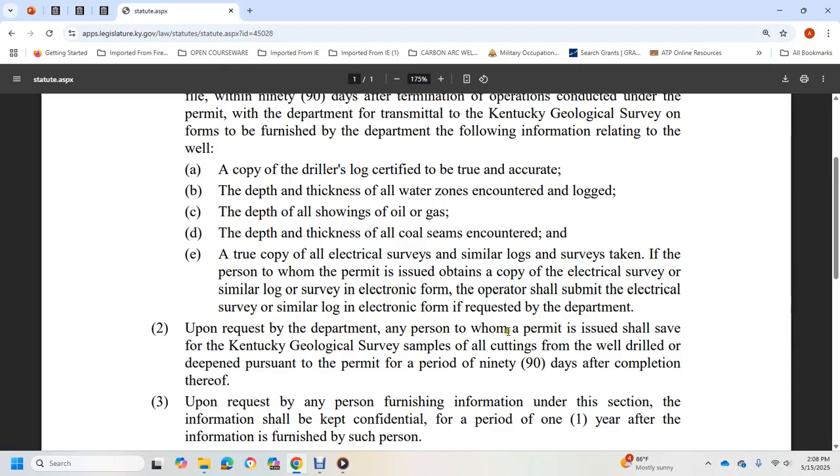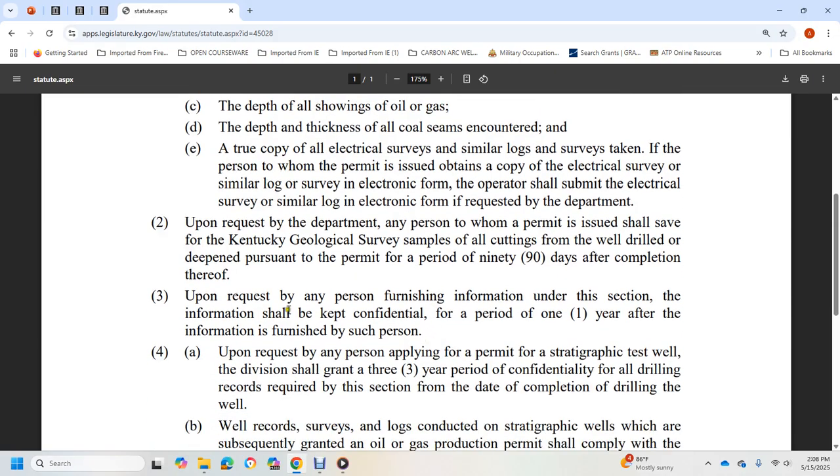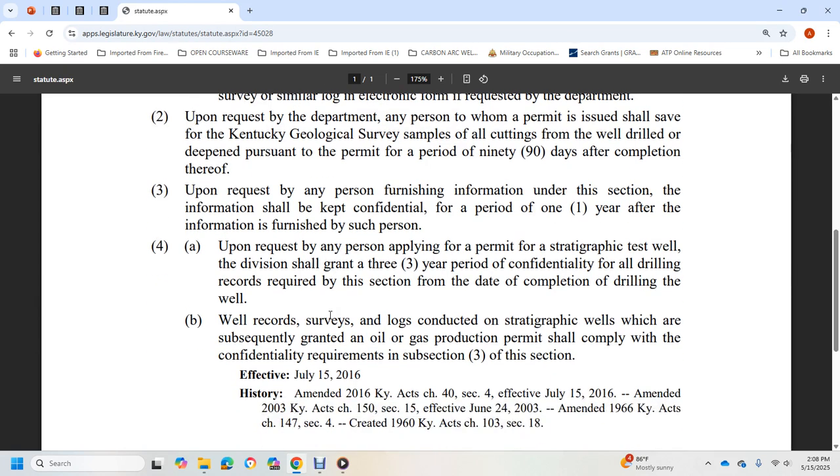Upon request of the department, any person with a permit issued shall save with the Kentucky Geological Survey samples of all the cuttings of wells drilled deep for a period of 90 days after the completion thereof. Upon request, for any person furnishing information under the section, the information shall be kept confidential for a period of 1 year after the information is furnished by such person. Upon request, a person applying for a permanent stratigraphic test well revision shall be granted a 3-year confidential period for all of the drilling records by section from the day of the completion of the drilling of the well. Well records and survey logs conducted on stratigraphic wells which are subsequently granted an oil and gas production permit shall comply with the confidentiality requirements of subsection 3 of this section.